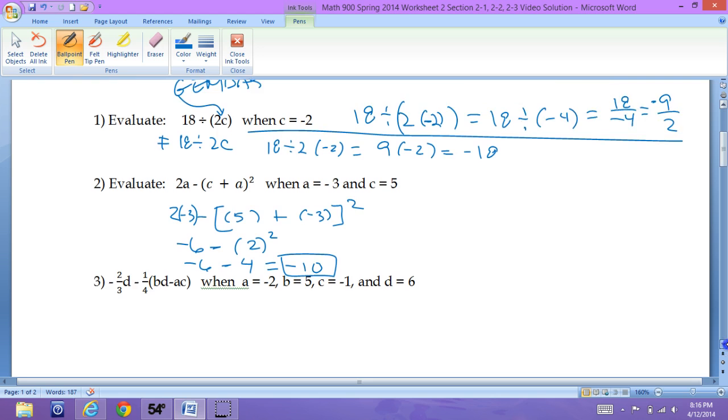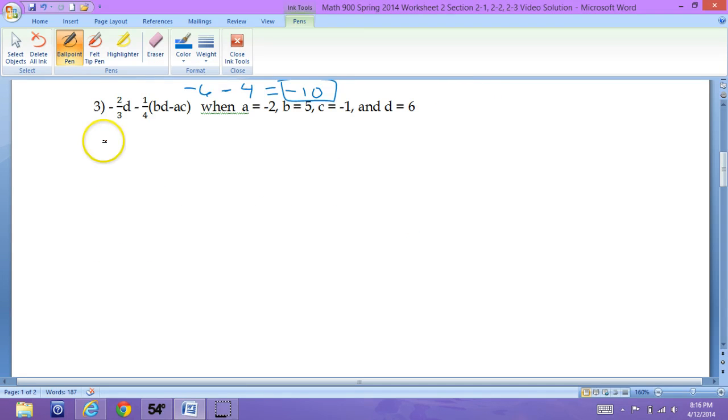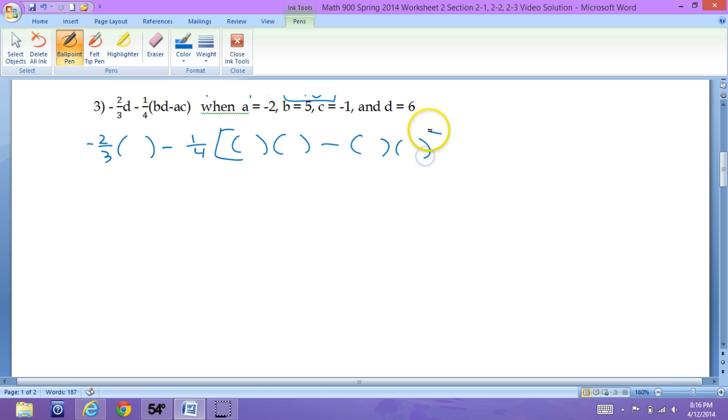The next one is longer and more complicated, so you have to be careful about what you're doing. So we're going to go negative 2/3, parentheses, minus 1/4, parentheses, parentheses, parentheses, parentheses. And if it helps, you can write the variables at the top. So now everywhere there's a D, we're going to put 6. Everywhere there's a B, we're going to put 5. The A is negative 2, and the C is negative 1.